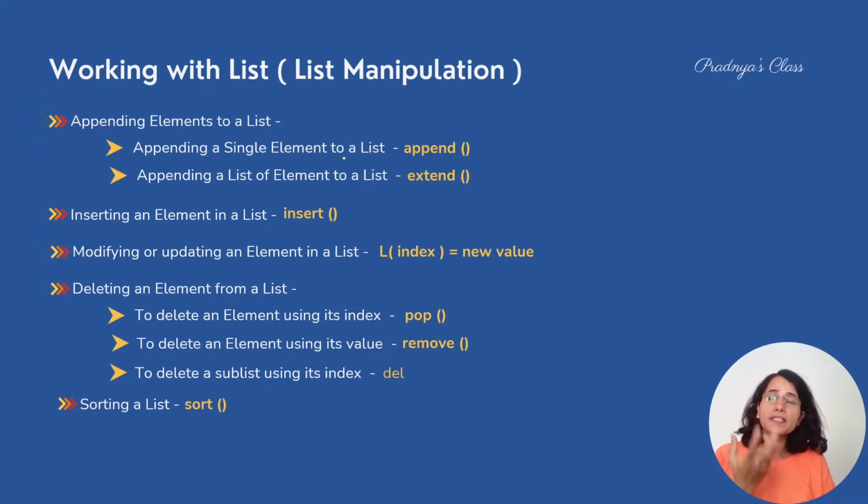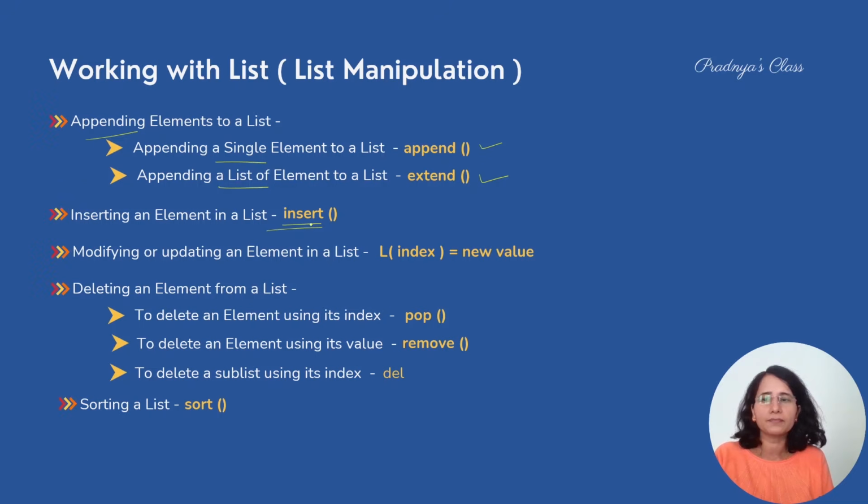At the end, let's summarize the important operations that we can perform on the list. The first is appending an element to the list. For appending the item, we have two methods. One is append, one is extend. What's the difference between these two? Append can append a single item, but with extend you can add a list of items at the end of the list. But if you want to add the item at a specified location, then you can use the insert method.